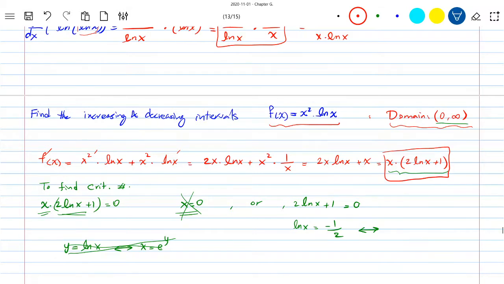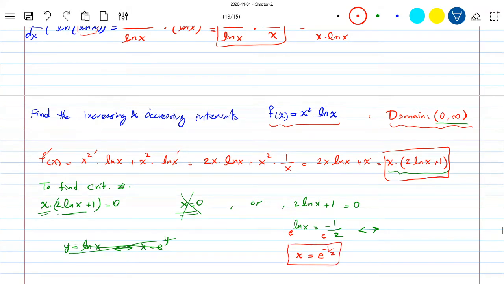What is the inverse of ln? It's the exponential. So I write e to that power, e to this power. E to the power ln x is simply x. This is the composition of exponential and log. And on the right side, I have e to the negative 1/2. So I found out what x is. x is e to the negative 1/2.